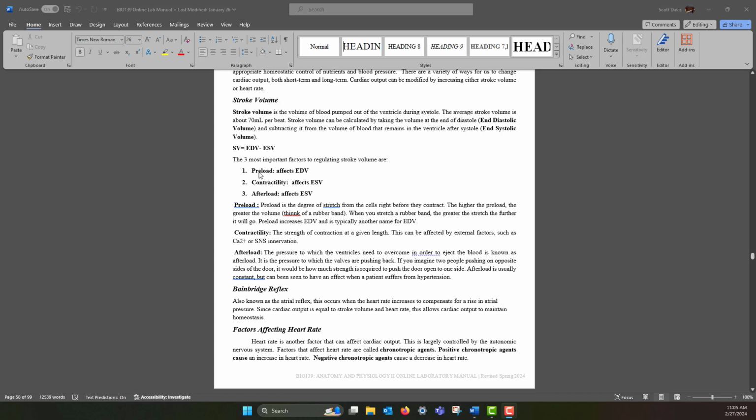A couple of other factors: preload, contractility, and afterload. So let's see what those are. Preload is the degree of stretch on a ventricle. This is when the ventricle is relaxed. So during the period of diastole, remember, it is filled with blood. That volume of blood is the end diastolic volume. That blood is stretching the walls of the ventricles, and that degree of stretch is preload.